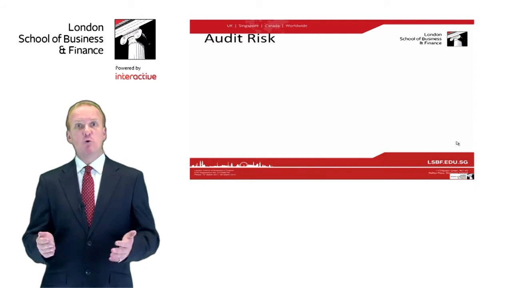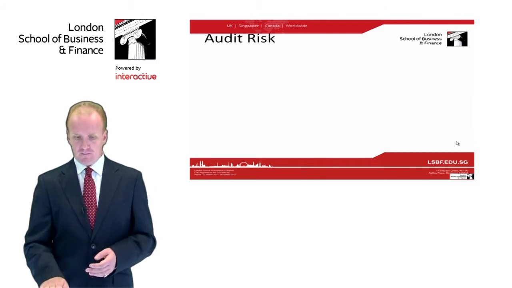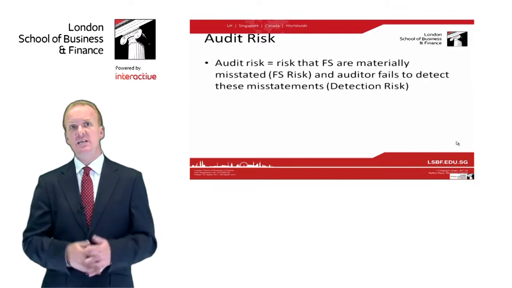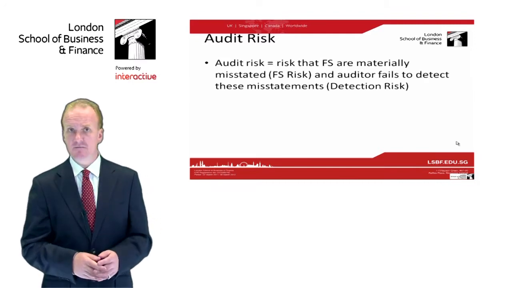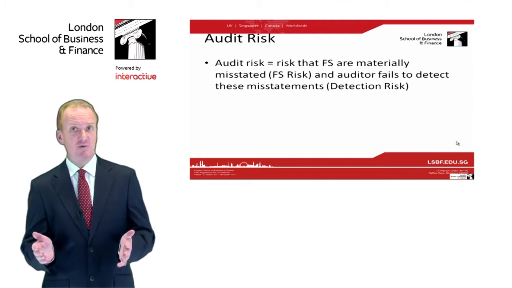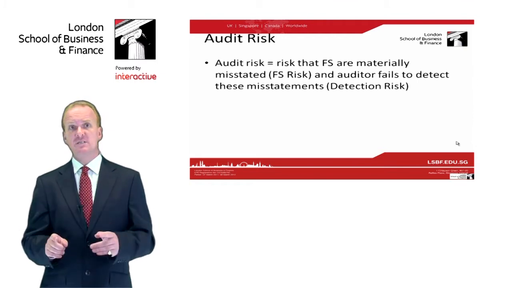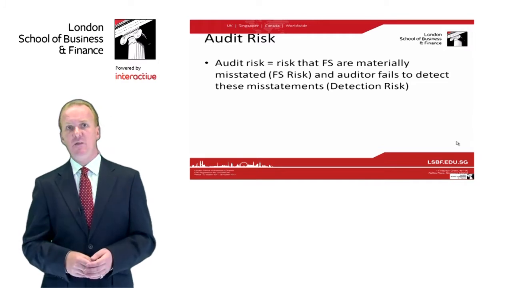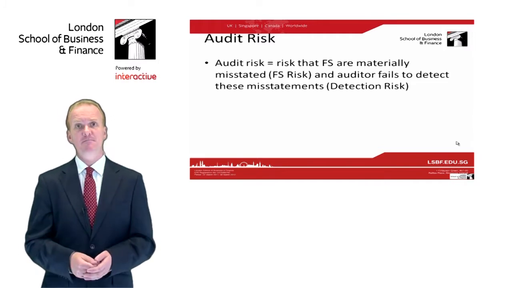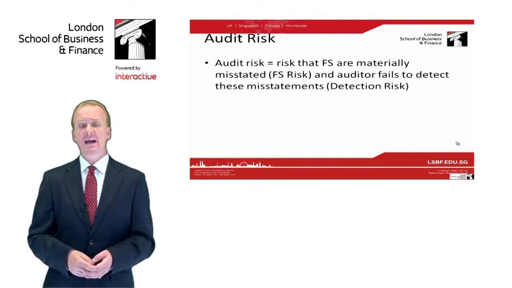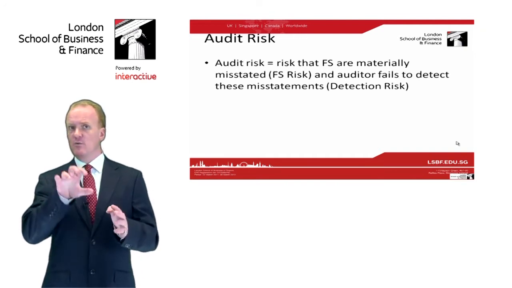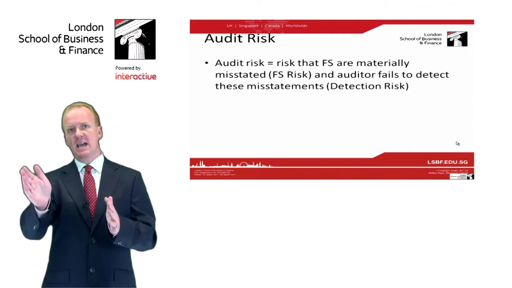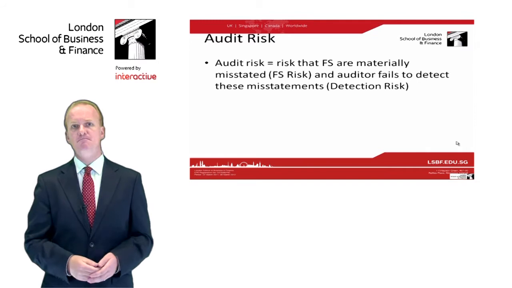Let's first look at audit risk. Of course, audit risk is the risk that the financial statements are materially misstated, otherwise known as financial statement risk, and that the auditor's tests fail to detect those misstatements, otherwise known as detection risk. And as you're probably aware, financial statement risk, the risk of material misstatements, can itself be split up into inherent and control risk.